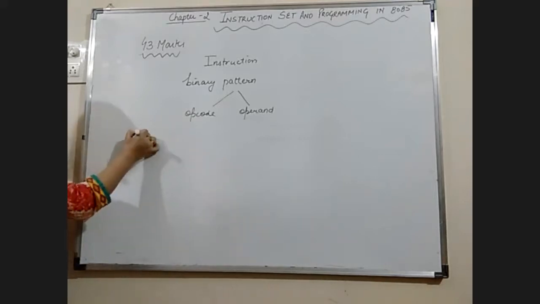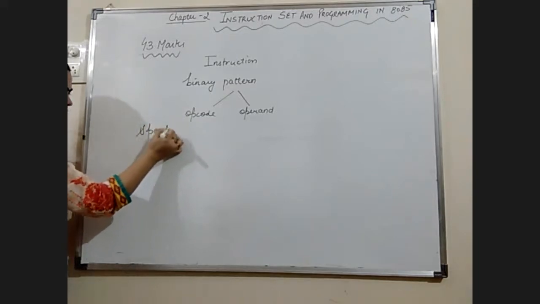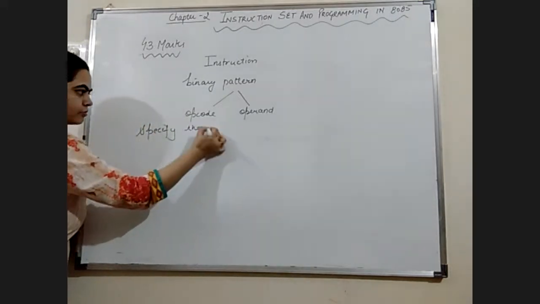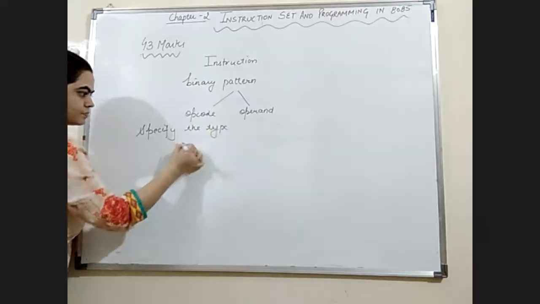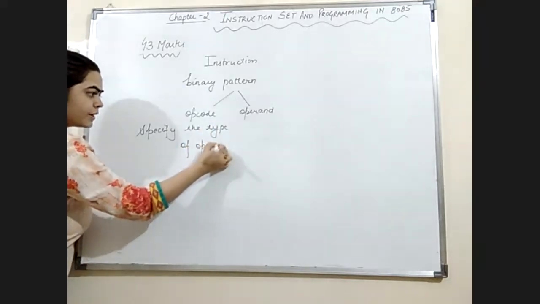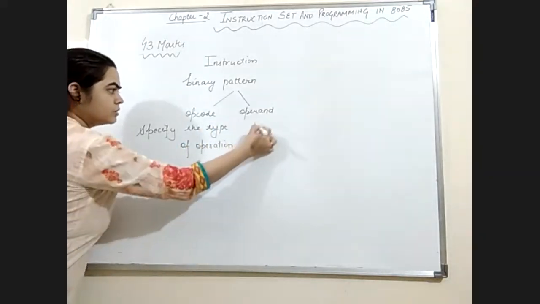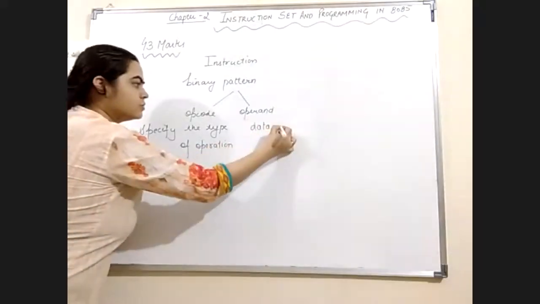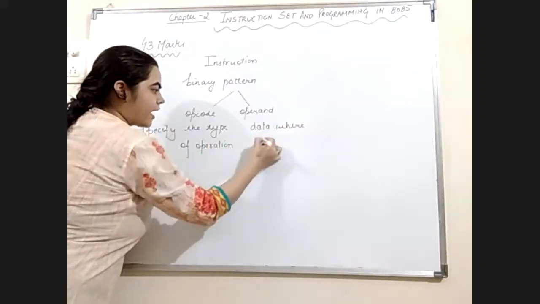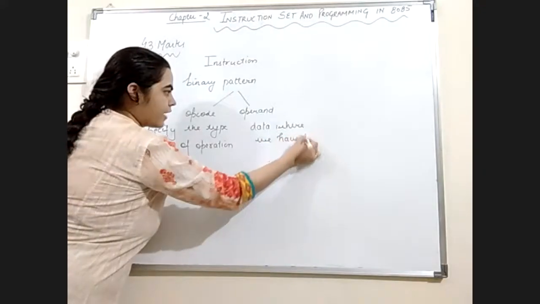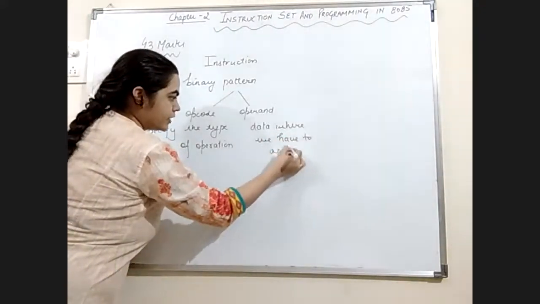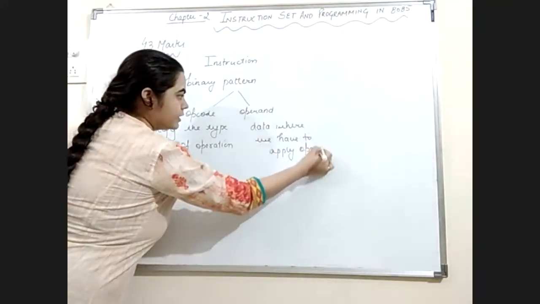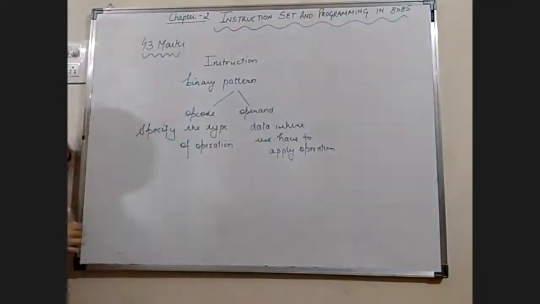So opcode specifies the type of operation, while operand is the data where we have to apply the operation.